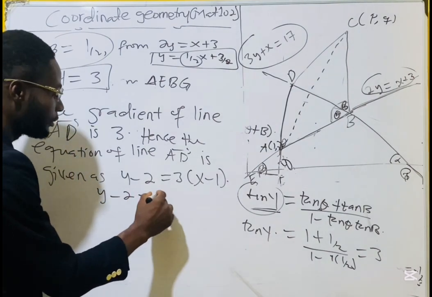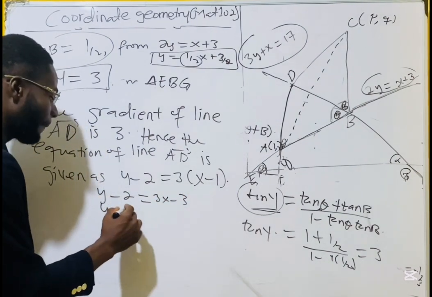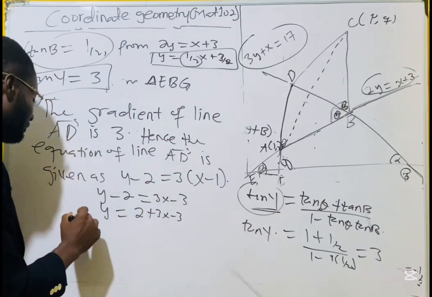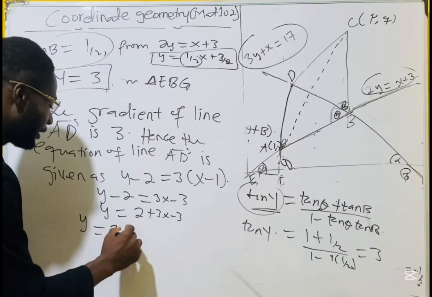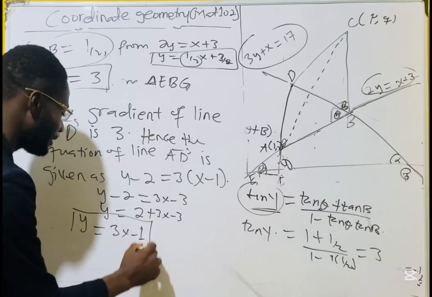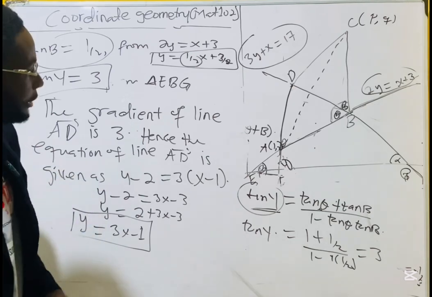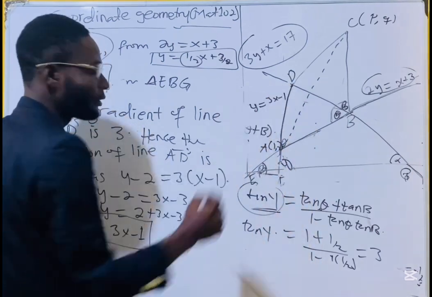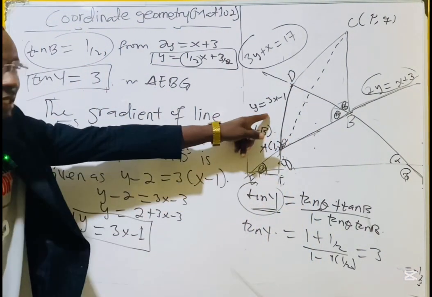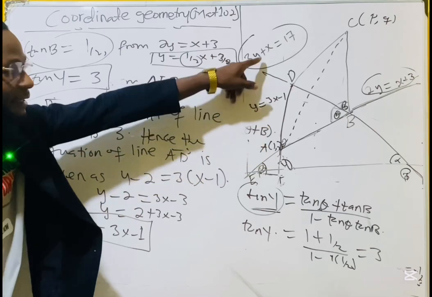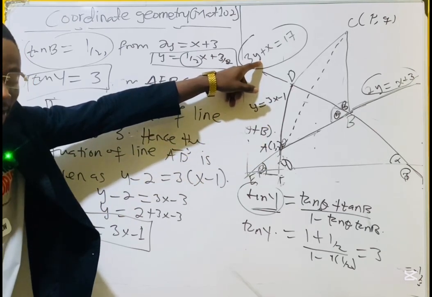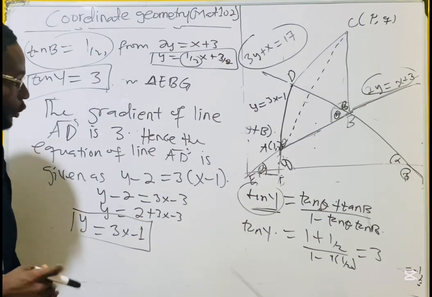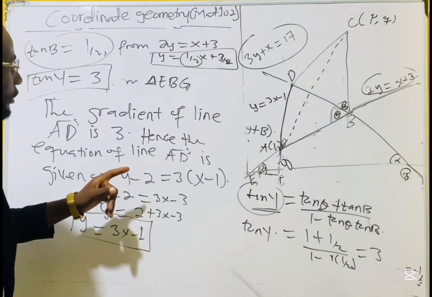Y minus 2 is equal to 3x minus 3. So we have y is equal to 2 plus 3x minus 3, right? So this means that y is equal to 3x minus 1, right? So this is the equation of line AD. So y is equal to 3x minus 1. Okay, so once we have that, then it means that we can solve this equation and this equation to find the point for x and y. Okay, so let's solve that simultaneously.